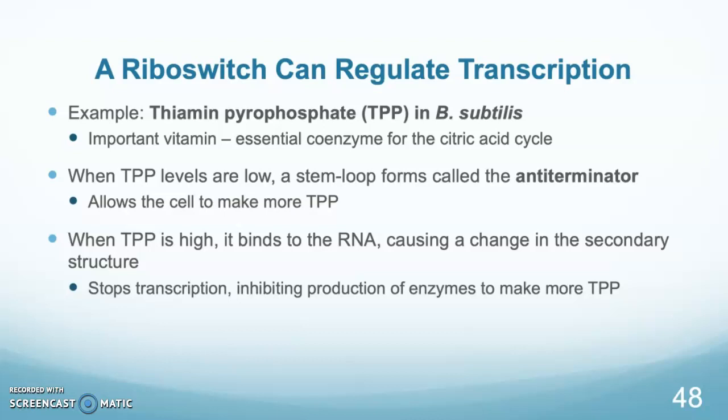So when levels of this particular vitamin are low, so when you have low TPP, there's a stem loop that forms called an anti-terminator, and this will allow the cell then to make more TPP, so it'll allow transcription to occur. However, if a lot of TPP is present in the cell, it will actually bind to the mRNA early on, which causes a change in the secondary structure. It will actually put in a terminator loop early, which stops transcription and inhibits the production of enzymes that would make more of this TPP.